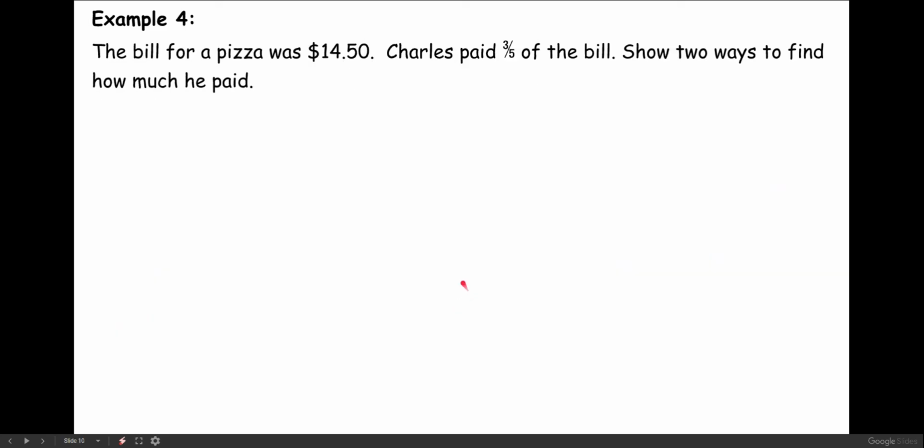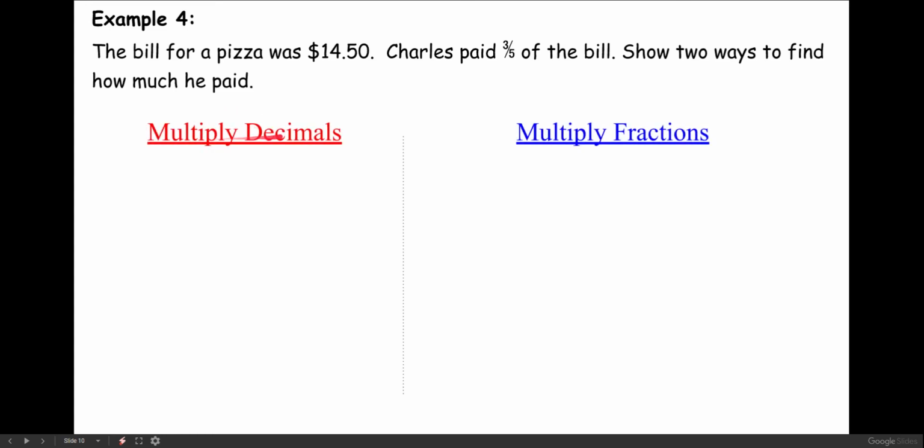Let's go over the last example. Let's read it first. The bill for a pizza was $14.50. Charles paid 3/5 of the bill. Show 2 ways to find how much he paid. Now, this is kind of stupid in that they want you to show the decimal way and the fraction way, but the fraction way really doesn't make sense considering we're dealing with money. So let's go ahead and start on this because you'll see what I mean.